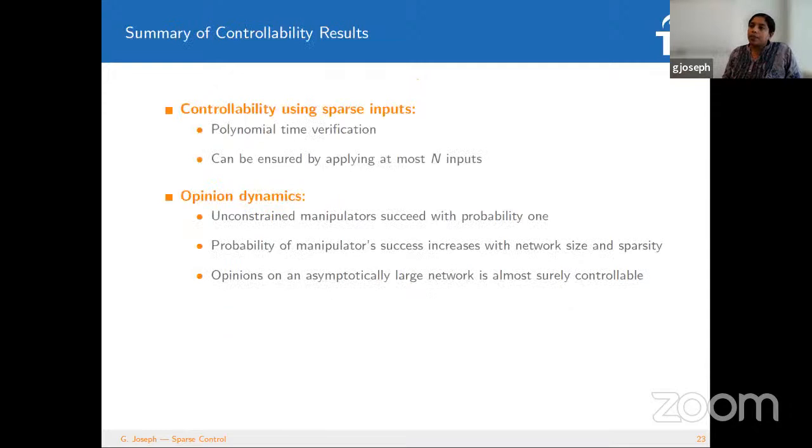To summarize our results, we talked about controllability using sparse inputs. We derived the polynomial time verification test. And sparse controllability is ensured by applying at most n inputs. Then we talked about opinion dynamics, and we said if we don't put any restrictions on the manipulator, the system is controllable with probability 1. But if you put sparsity constraints, then the probability of manipulator success will naturally increase with network size and sparsity. And if you make the network size large, the opinion on the asymptotically large network is always controllable, almost surely.